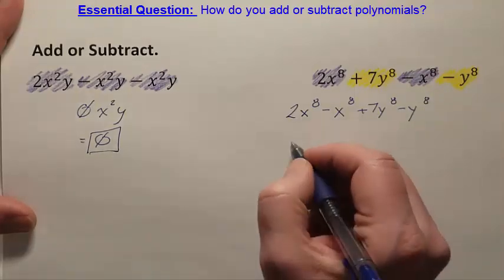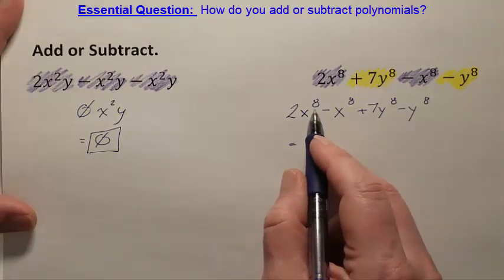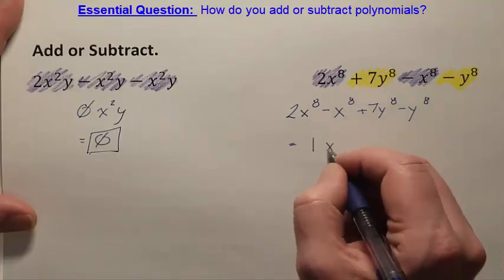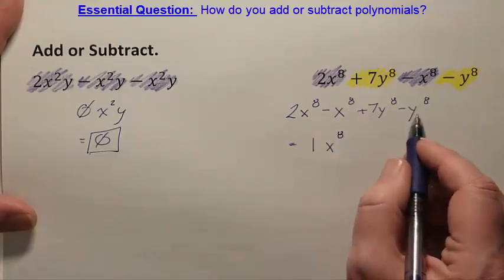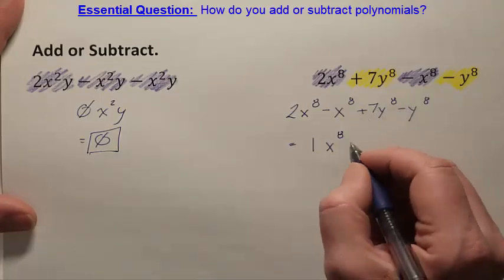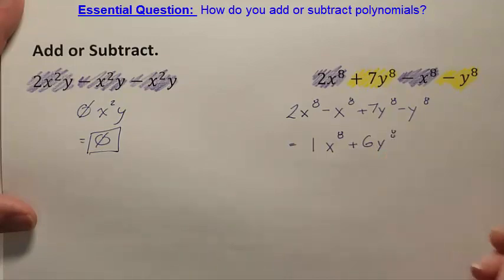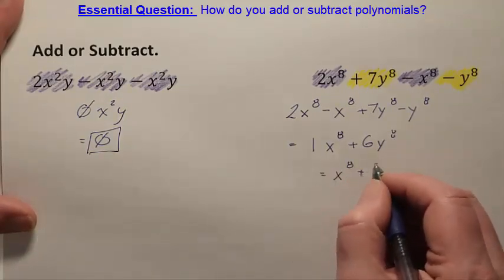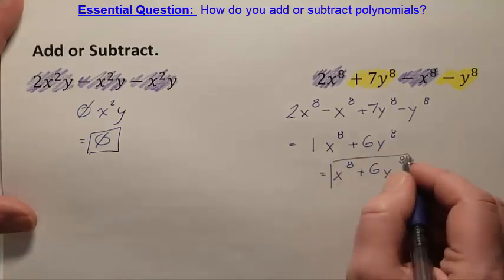So I see that I had 2 x to the 8ths, and I'm going to subtract one of those x to the 8ths, so I'm left with 1 x to the 8th. Now looking at my y to the 8ths, if I had positive 7 of them, and I took away one of them, I was left with a positive 6 of them. Now you can write the 1, you don't have to write the 1, so if you want to simplify it all the way down, you can leave it like that, and then you're done.